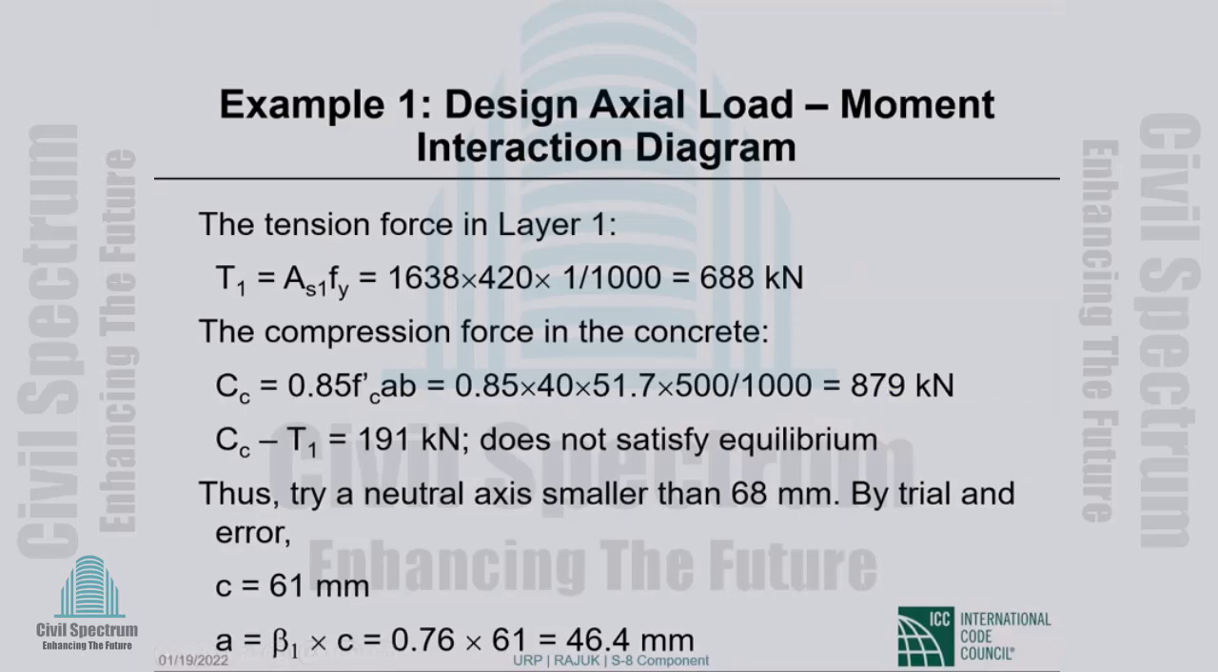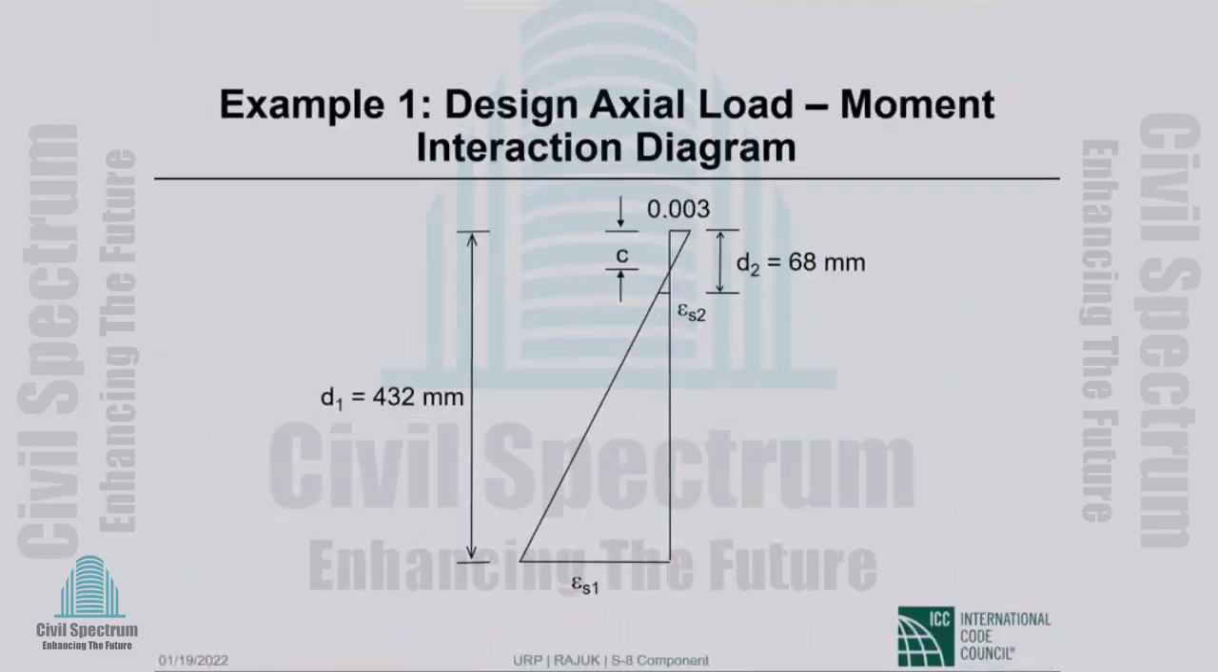Okay. Now we find that the compression concrete force is higher than the steel force, so the neutral axis depth needs to be shallower. So now we try a neutral axis depth smaller than 68 millimeters. By trial and error, we arrived at 61 millimeters. The stress block depth corresponding to that is 46.4 millimeters.